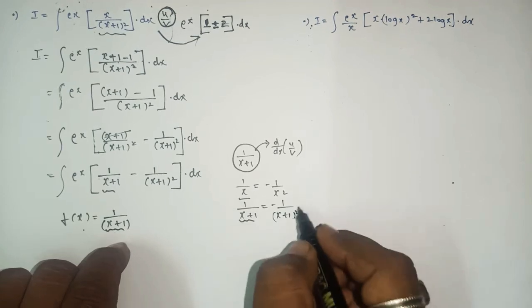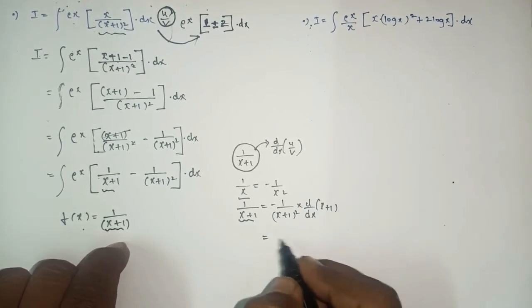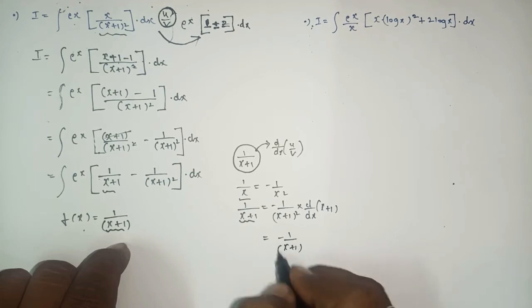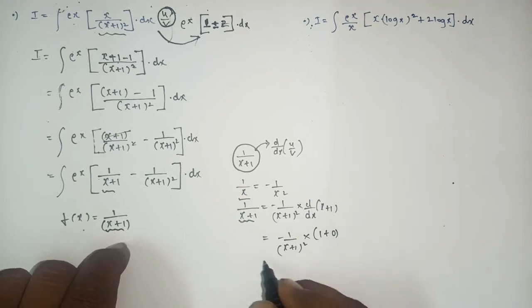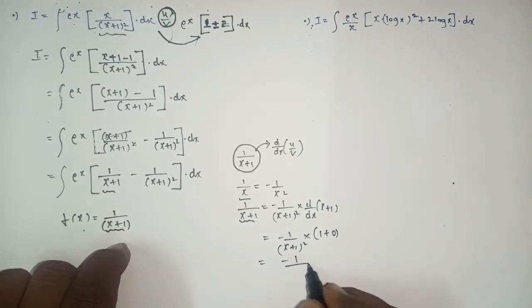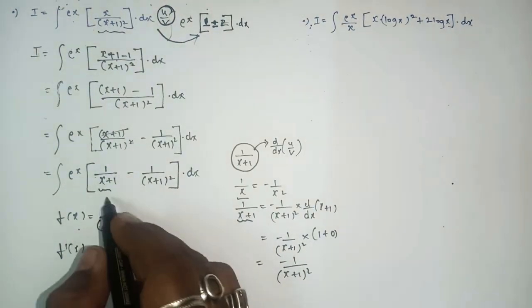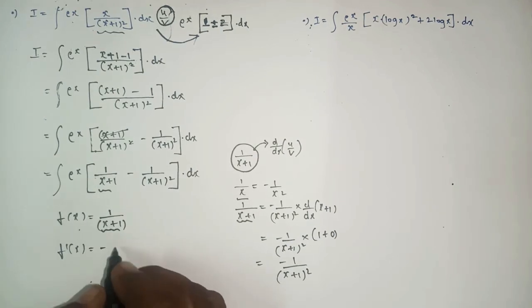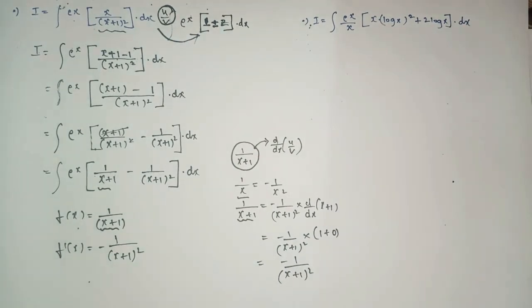But here x is replaced by some other term, so we have to find the derivative of that part also using the chain rule. Here you will get what? The derivative of x is 1 and the derivative of 1 is 0. So the final answer will be minus 1 upon x plus 1 the whole square. So straight away we can see that the derivative of 1 upon x plus 1 is equal to minus 1 upon x plus 1 the whole square. I hope you all understood this adjustment.